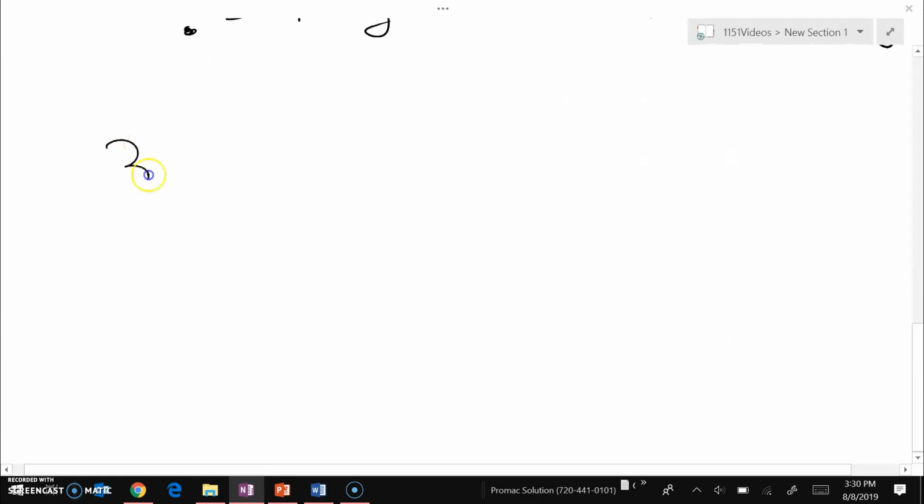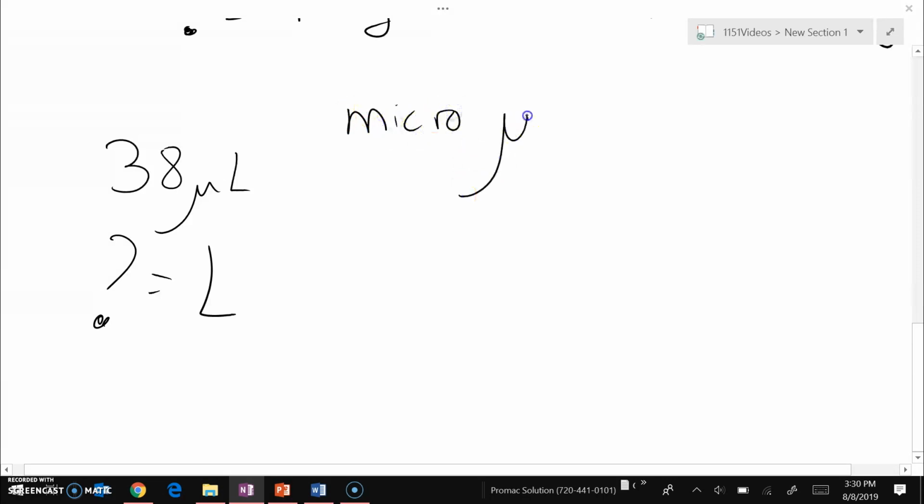So here's another example. I give you 38 microliters, and the question mark, the unknown, is how many liters is that? Okay, so you go back to your table, or you've memorized that micro, that swoopy symbol, is this ugly 1 times 10 to the negative 6. Don't immediately start punching into your calculator. Set it up with the units. 38 microliters.